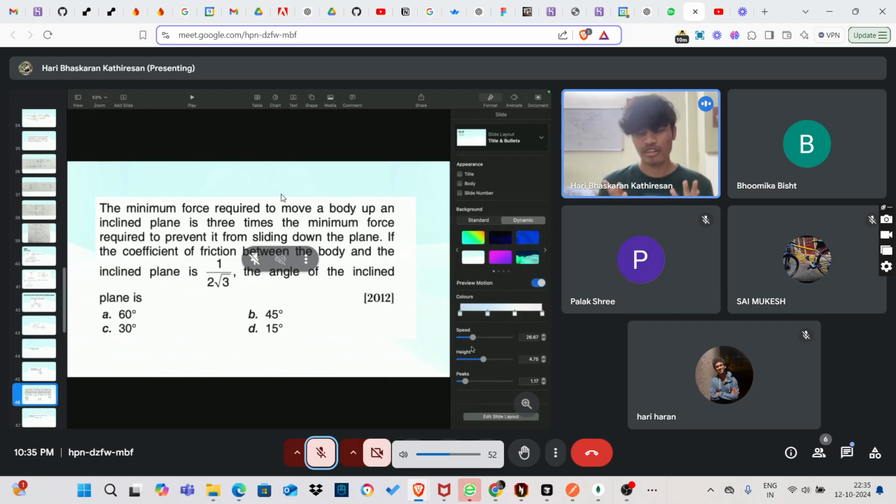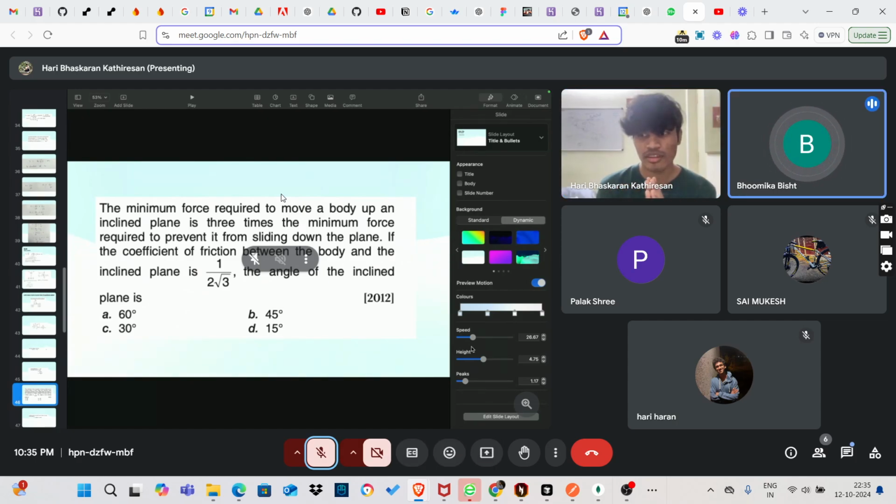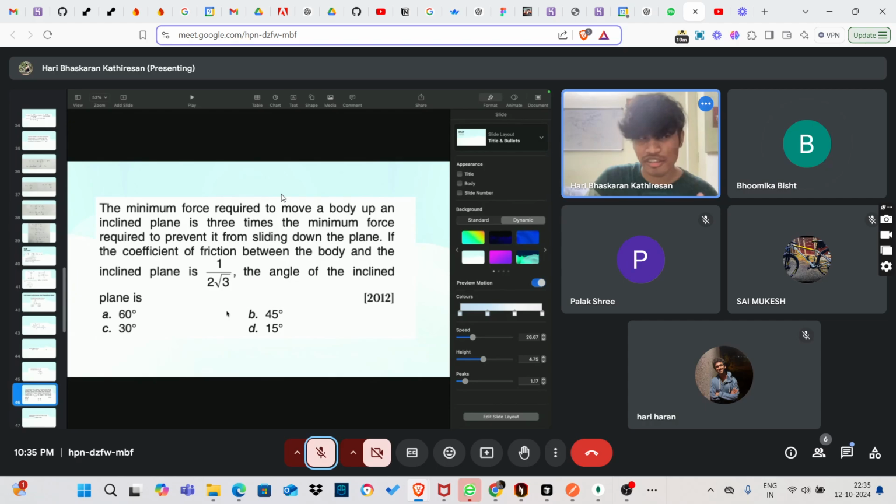So what is the magnitude of friction? Since the block is moving upwards, the direction of friction will be downwards. They gave mu, right? That is 1 by 2 root 3. And the normal force is mg cos theta. So you know the value of friction, you know the direction of friction.